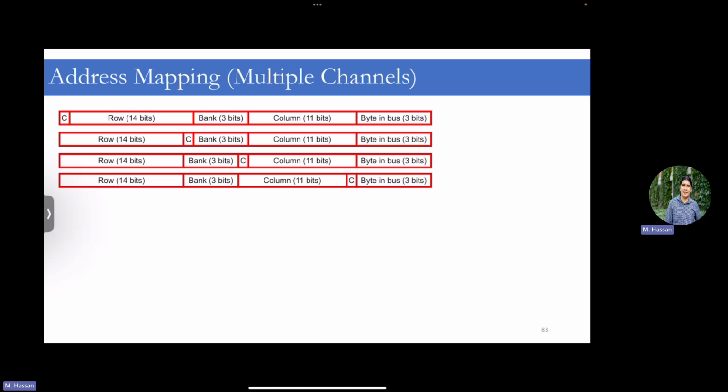Good. So some possibilities could be, again, aside from this offset, you put your column here at the least significant, then you put your bank, and then you put your row. Let me first ask you, from an application perspective, with the locality concept on which most of computer architecture is built, do you want your row bits to be at the least significant or at the most significant, and why?